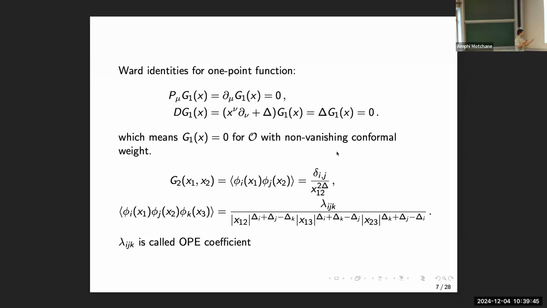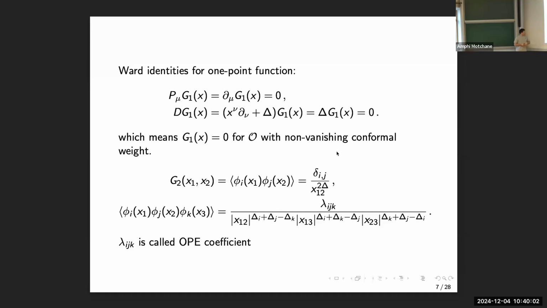You can play a similar game. Of course, it's a bit more complicated because now you have to use all the conformal generators as constraints, but this is just solving a set of differential equations. For the two-point function, in the same way, you see that this is completely fixed, and it takes this form, okay?